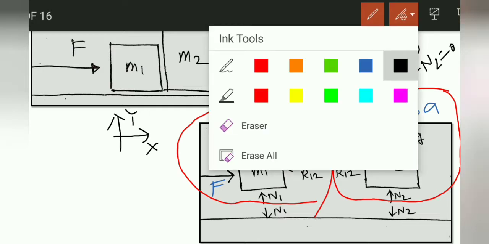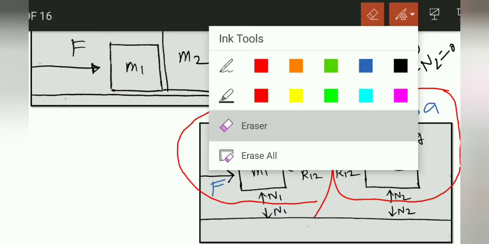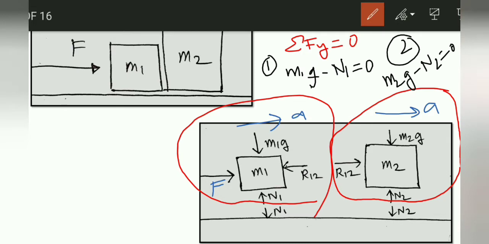Now, let me remove the axis. I hope you have written it down. Now, let's say in the x direction, there is an acceleration a in both the blocks. So, it is not in equilibrium.